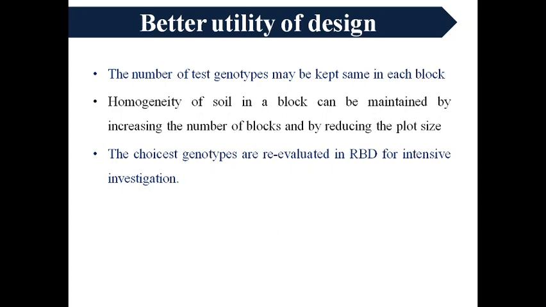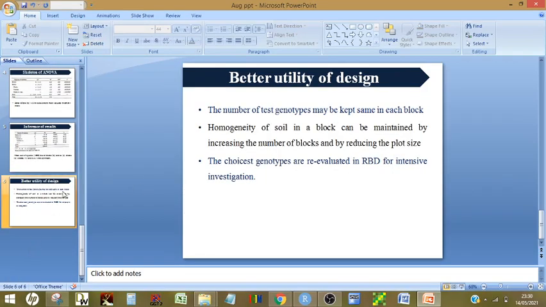And homogeneity of soil in a block can be maintained by increasing the number of blocks and reducing the plot size. The chosen genotypes are re-evaluated in RBD for intensive investigation, so it is just for preliminary evaluation of genotypes. This is augmented design for when we have a large number of genotypes. You identify superior genotypes based on their mean performance in augmented design, and later use these best genotypes in RBD with replicated data. So this is some introductory part of augmented design.